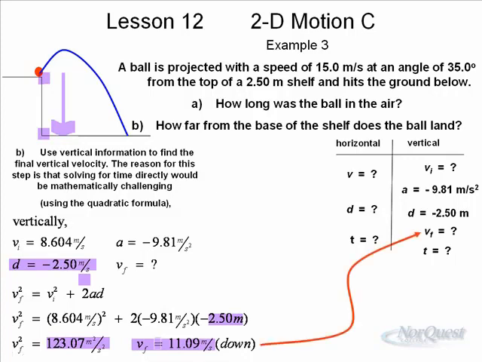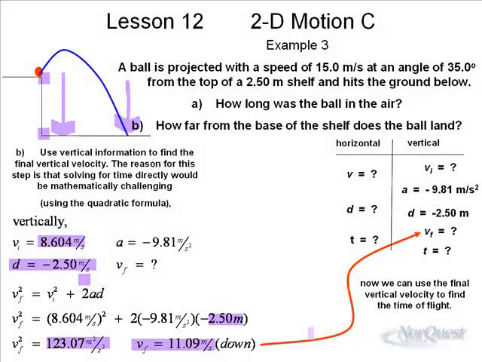11.09 meters per second. So make sure that you understand that initially this was positive because it was going up, but now we have a negative value because, of course, at the final point it's going down, and so it should be negative. So keep that in mind. We'll need that for the next step. And of course the final velocity can now be used to find the time of flight. So this is C in our step-by-step solution.